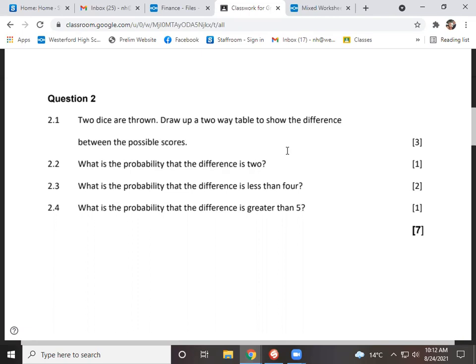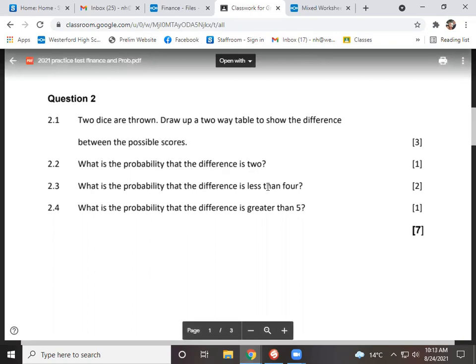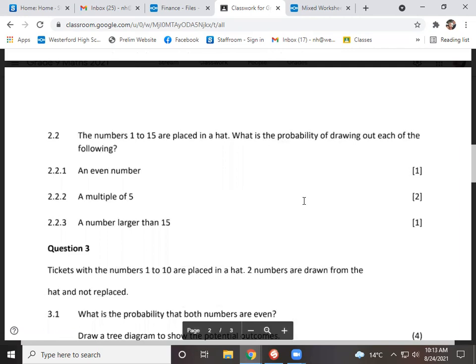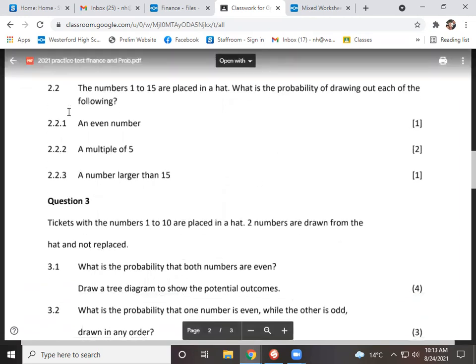Okay, remember we did this on Friday. This is the one where you just count the blocks. All right, less than 4, greater than 5. All right, so they would all just be number of blocks over 36. Okay, next question. Oh, we almost have to go.